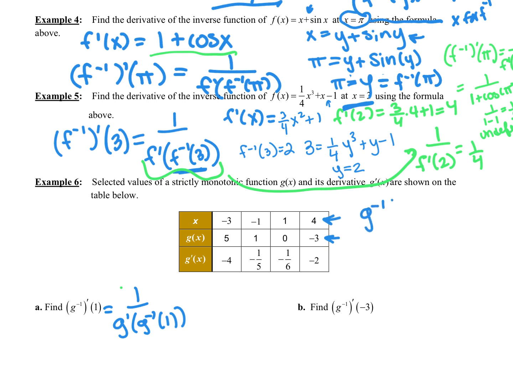So g inverse of 1, we're going to go look at what's the output of 1, and then ask ourselves what the input was that belonged to that. So that's -1. So this will be 1 over g prime of -1, and g prime of -1 is equal to -1/5. We're just reading that from our table. And so this will be 1 over -1/5, or -5. Remember, they're reciprocals of each other.